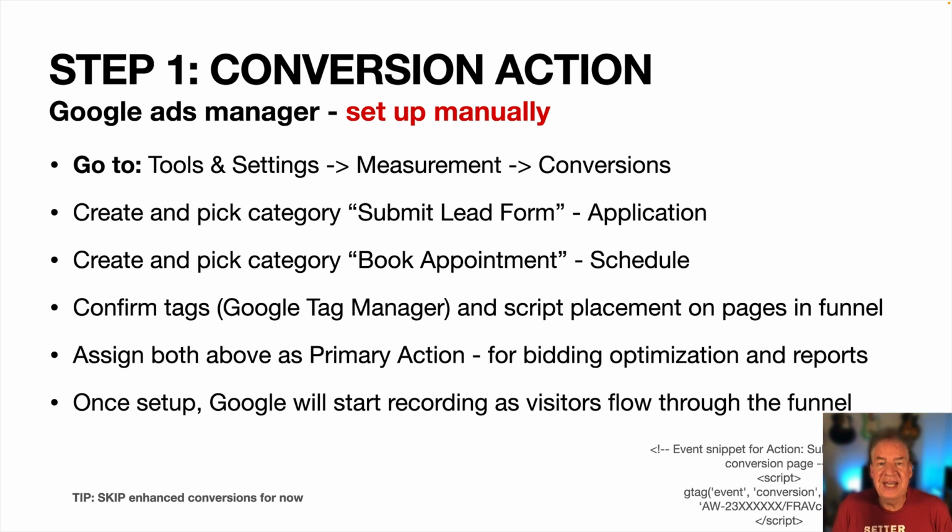So you go to Tools and Settings, Measurement, Conversions. You create and pick the category Submit Lead Form, because the first assumption is somebody submits a lead, name, email, that type of thing. And that would be kind of the application step, because we have many steps within this, which is a survey option. And we're not going to get into that here. Just suffice it to say there are really two steps that you want to track here at the highest level. And that is, did they submit an application and did they book an appointment? And so those are the two things that we're looking for in this scenario.